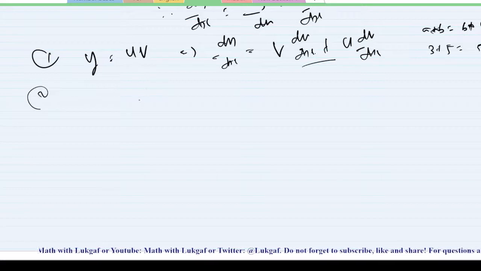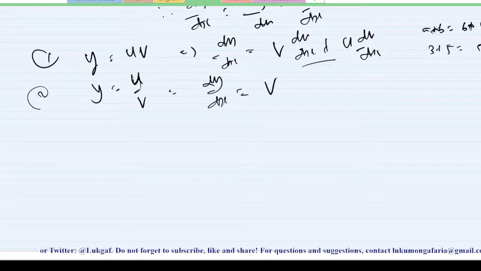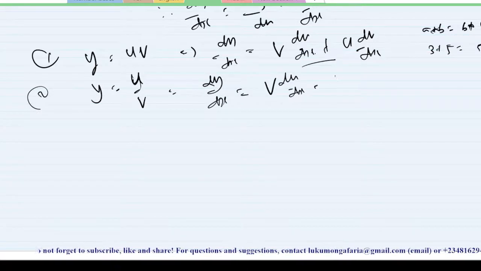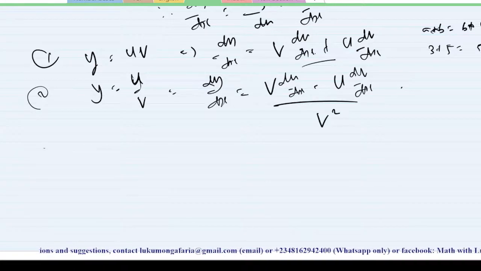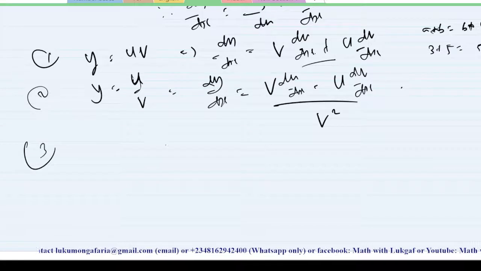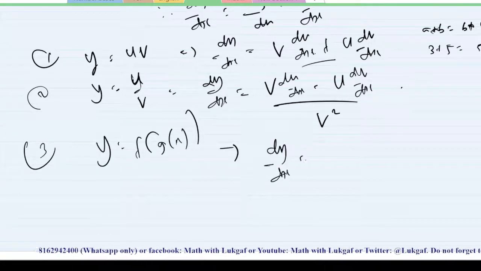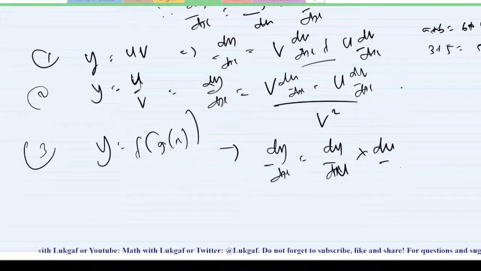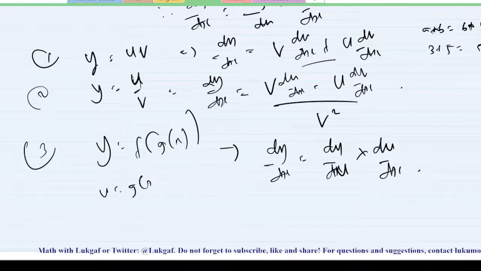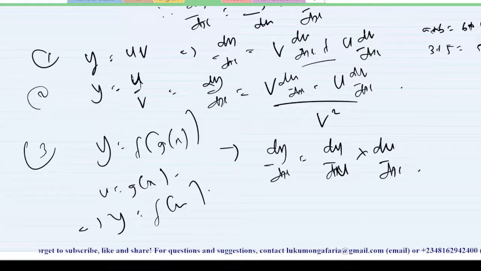Likewise, when you have your function in terms of a fraction, then your dy/dx will be the denominator, v du/dx, minus u dv/dx, divided by v squared, in this order. Then three, when you have a function of a function, you are going to apply the chain rule. Then your dy/dx will be dy/du multiplied by du/dx, where u is equal to g of x, which implies that y will be f of u. So that's that. It is not difficult.